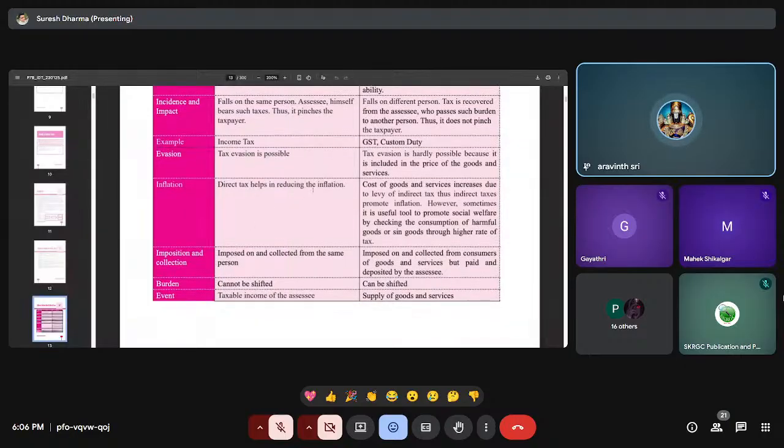Direct tax helps in reducing inflation. The cost of goods and services increases due to the levy of indirect tax. That indirect tax promotes inflation. However, sometimes it is useful to promote social welfare. The Indian government already collects more GST, so that's why they reduce the GST rate.